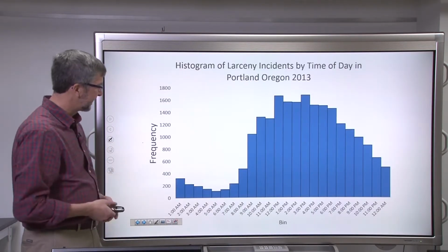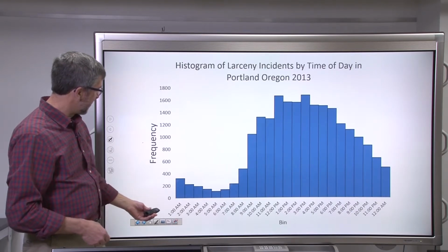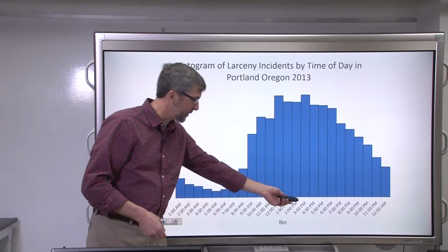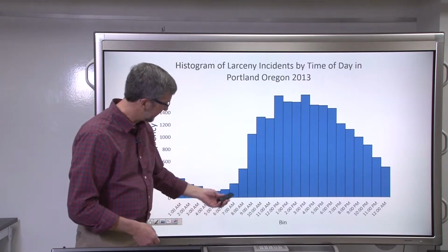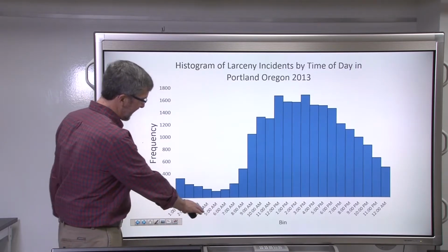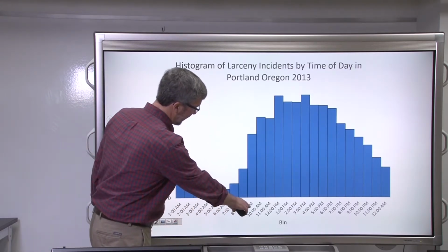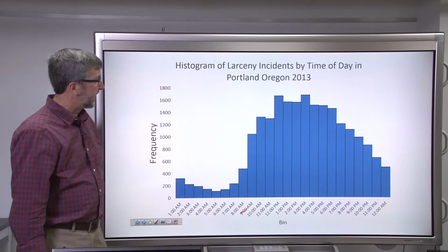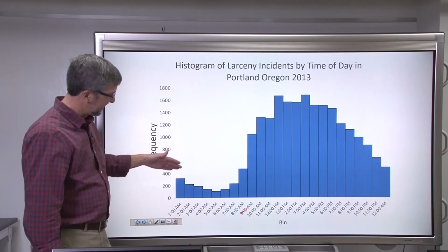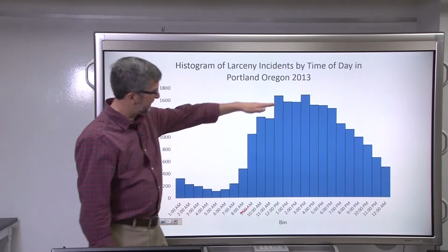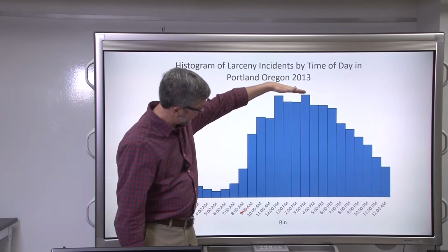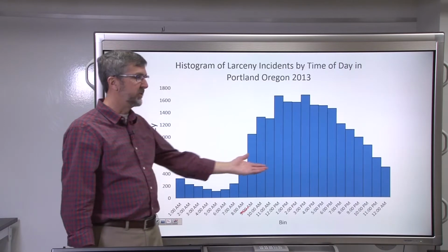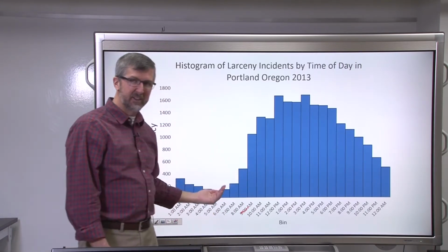And it looks something like this. So we have frequency of data on the vertical axis, and we have time of day on the horizontal axis. Each one of these bins corresponds to how many larcenies there were at, say, 9 a.m. is the height of this bar. And you can see that there is a minimum around 5 a.m. and there's a maximum around 4 o'clock, 3 o'clock in the afternoon. So this is a great way to show the distribution of that underlying data.